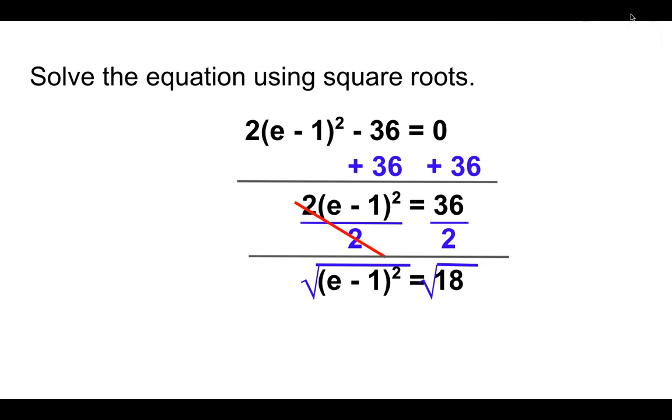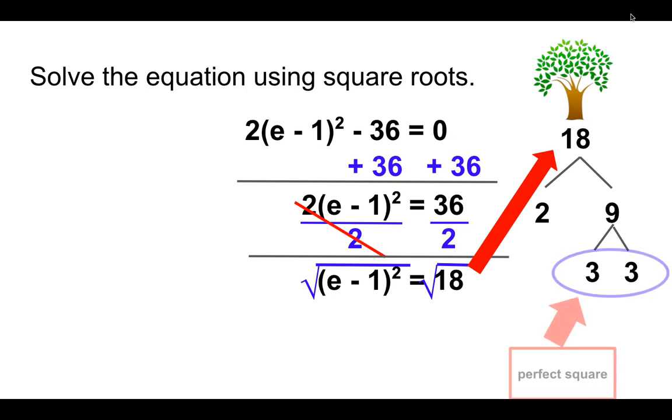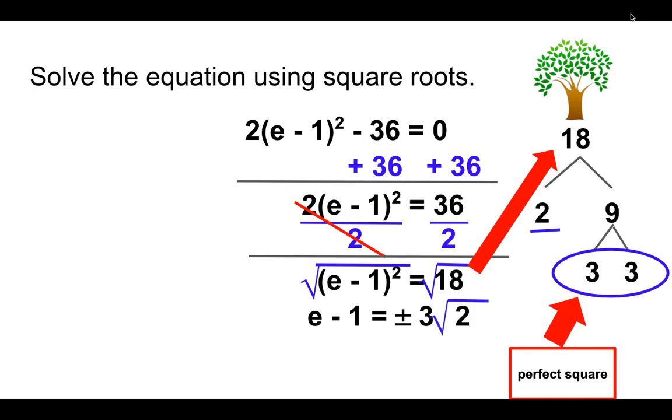When you square root a square, they undo each other. So let's see what the square root of 18 is. We're going to use our factor tree. 18 can be broken up into 2 times 9. 2 can't be broken up any further. 9 can be broken up into 3 and 3. Notice that 3 and 3 will give us that perfect square of 9. So we can pull that out. We are left with e minus 1 equals plus or minus 3, and we have that 2 under the square root that's left over. e minus 1 equals plus or minus 3 square root of 2.